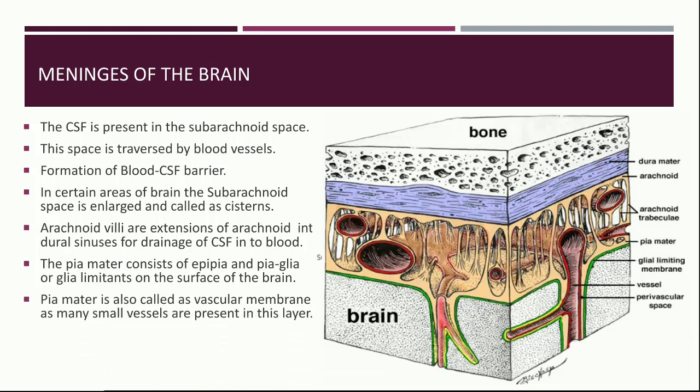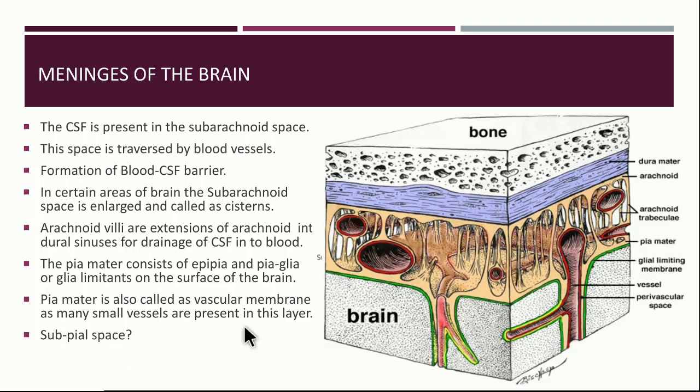The pia mater is also called the vascular membrane, and it is also responsible for the blood-brain barrier. Usually the blood-brain barrier is mainly formed by the endothelium of these blood vessels. Then you have the perivascular feet of the astrocytes, these two, and external to the astrocyte you also have a pia layer.